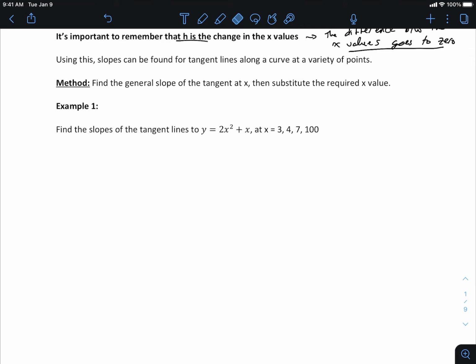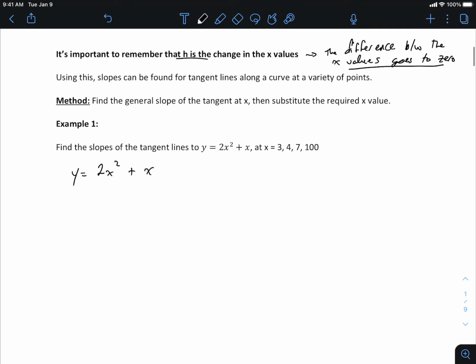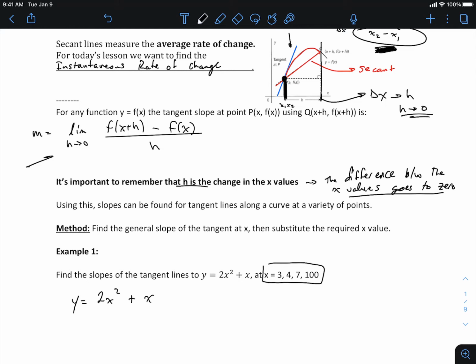So what we want to find, well, I'll write out the function. We're going to have y equals 2x squared plus x. Okay, and so I want to take the equation, and let's ignore these until the very end. I want to figure out what the equation of the tangent line is. That's what I'm after. And so I'm going to use this right here.